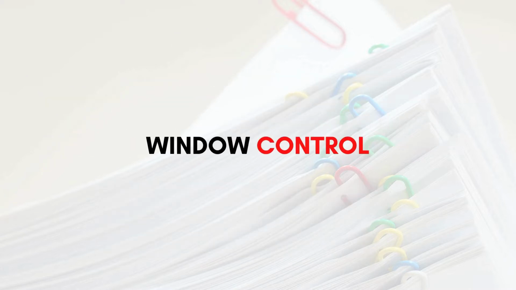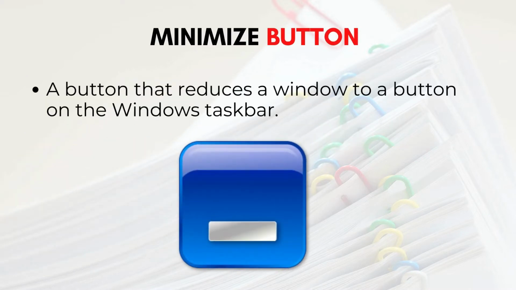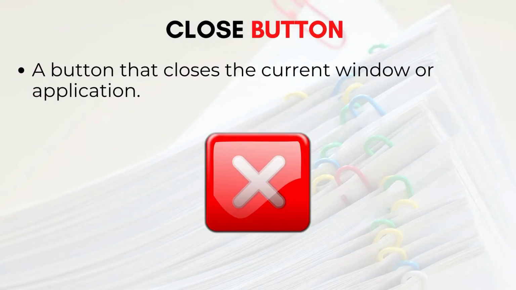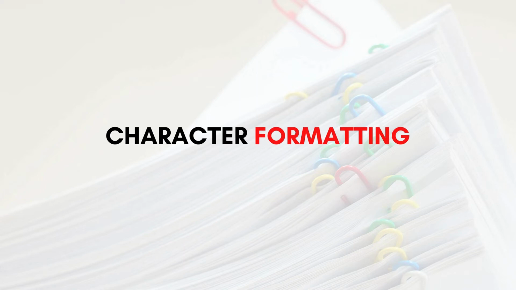Window control. Minimize button. A button that reduces a window to a button on the Windows taskbar. Maximize/restore down button. A button that toggles, alternately turns an option on or off, each time that the option is selected, between displaying a window in its maximum size and restoring a window to its previous size. Close button. A button that closes the current window or application.